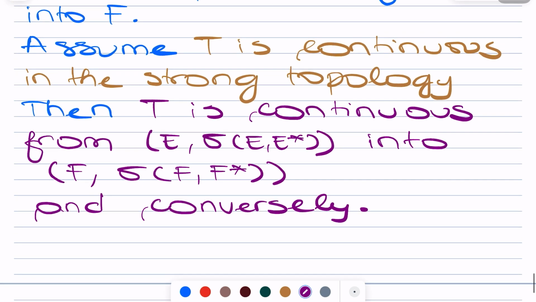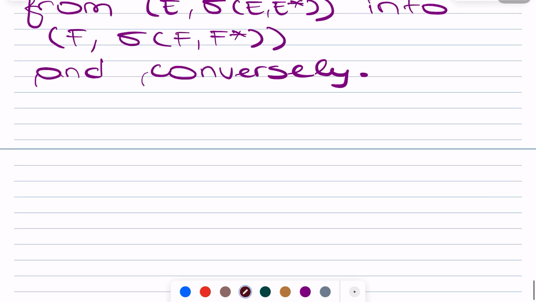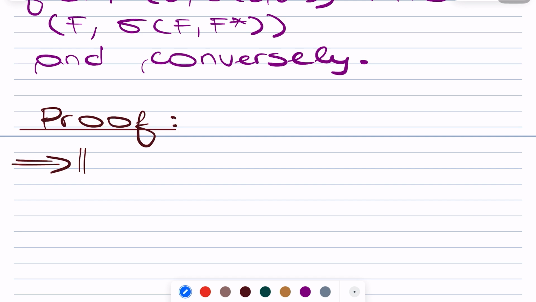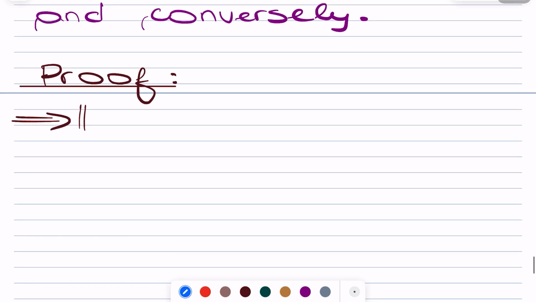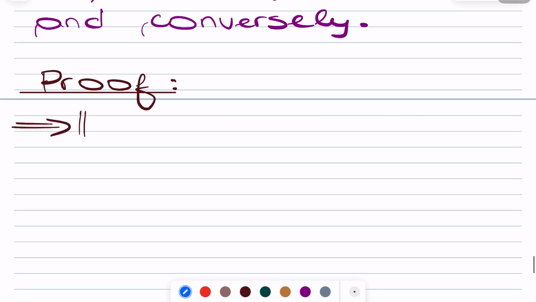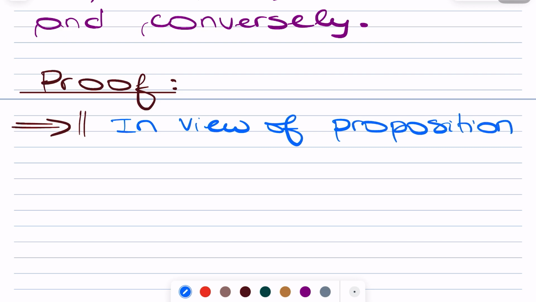So let's have a look at the proof. Okay, so we first assume that T is continuous for the strong topology, and then you want to show that it is continuous for the weak topology. So in view of proposition 3.2, let me shift it slightly.